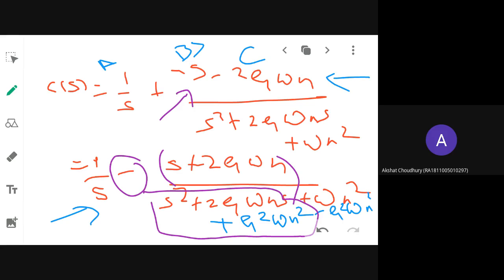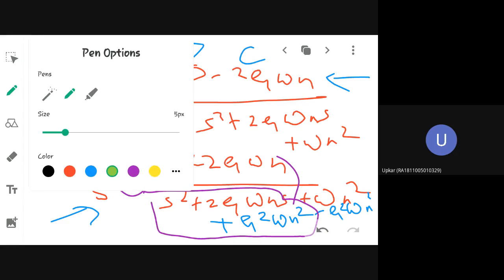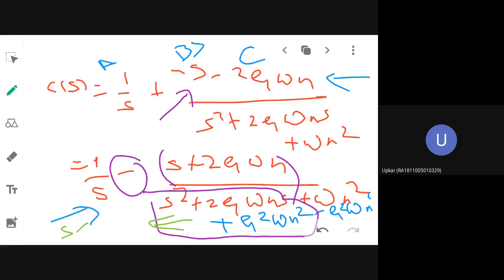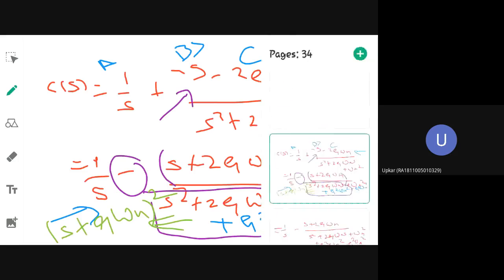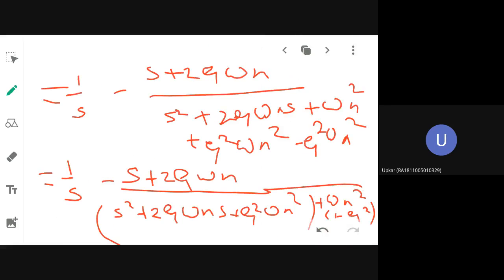If I do that grouping, what will be the reduced factor that I will be getting? What is s plus zeta omega n the whole square? Will I be able to write that? Yes, this can be written as s plus zeta omega n the whole square, isn't it? The answer will be s square plus zeta squared omega n square plus 2 zeta omega n s. So I am going to do that replacement. That is my next step.